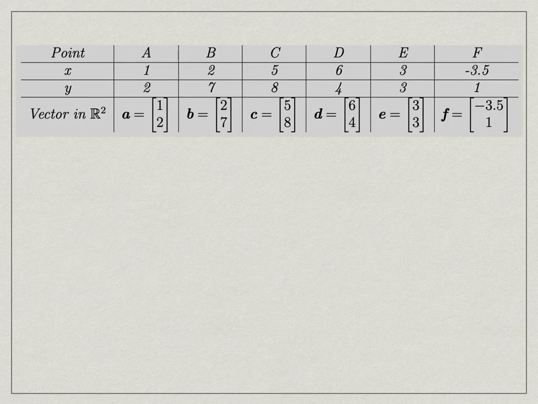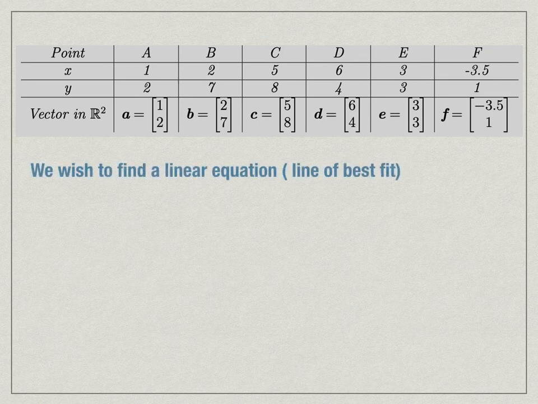Well, let's look at the 6 points. This table shows the xy coordinates of the 6 points, also the representation vectors of each of the points in R squared. So we wish to find a linear equation with a line of best fit. I call it y hat equals mx plus b. I use y hat because I want to distinguish between the y that you find using the line of best fit and the real y value. And we call y hat a fitted y.